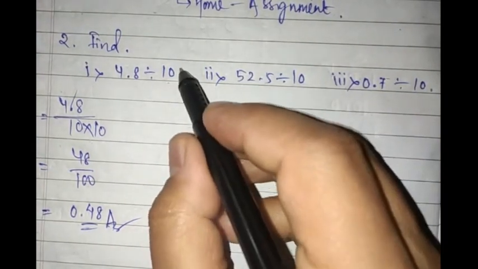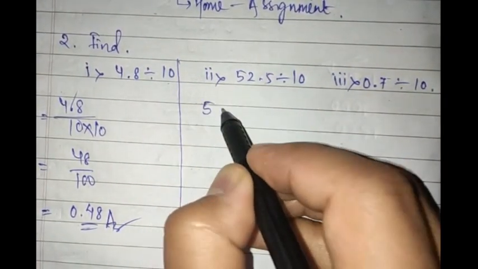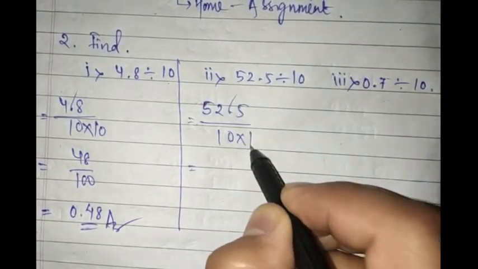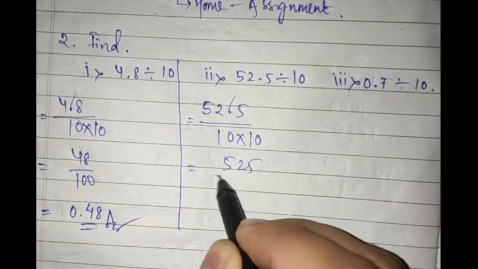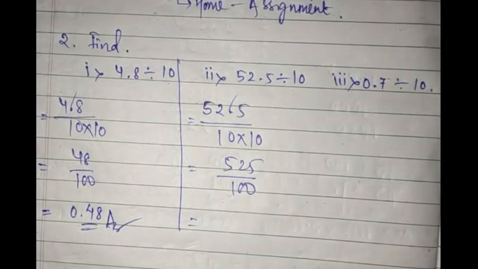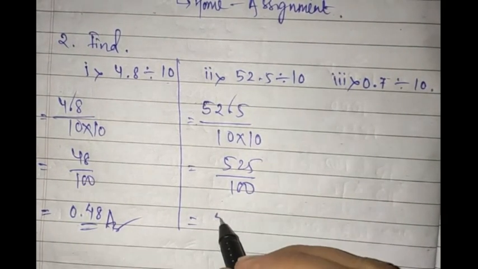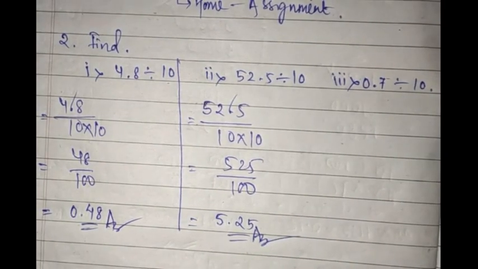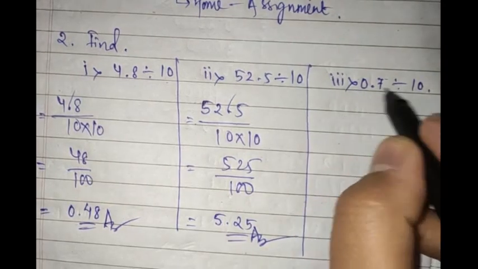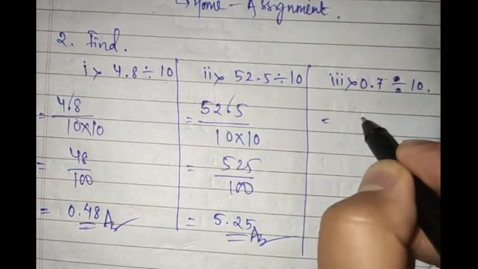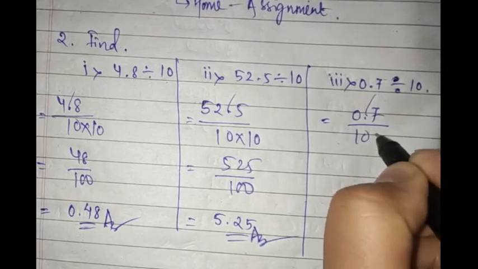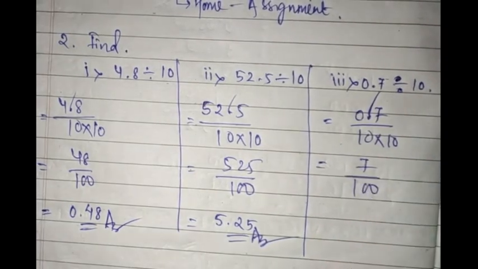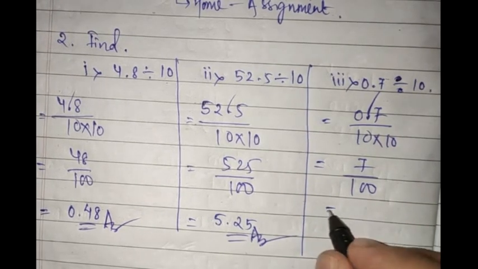Next we have here 52.5 divided by 10. Right, remove this point, write 10 below. 525 divided by 100. So your answer will be 5.25. Okay. Moving on to the next question, we have 0.7 divided by 10. So 0.7 divided by 10, it will be 10 here. Remove this decimal, it will be 7 divided by 100. When you divide this, you will get 0.07.